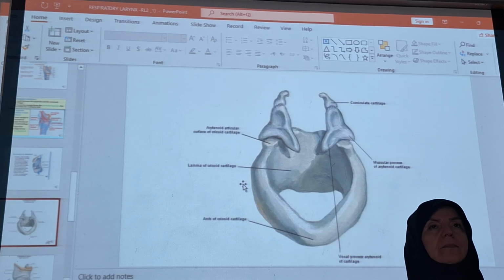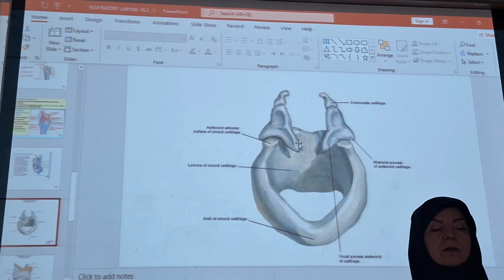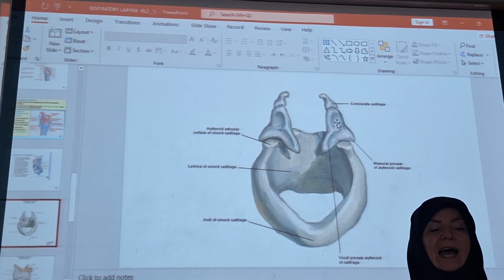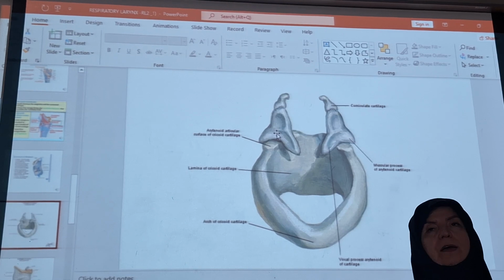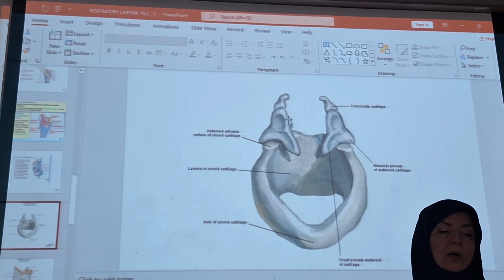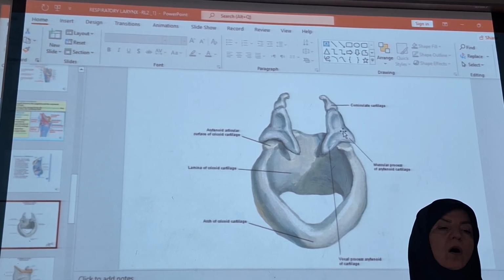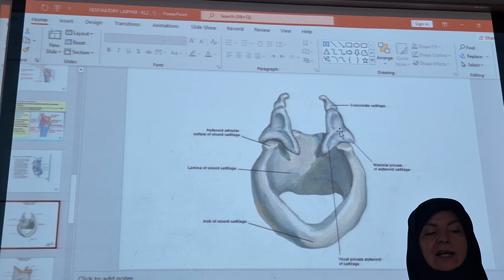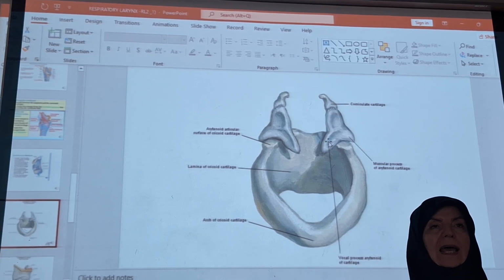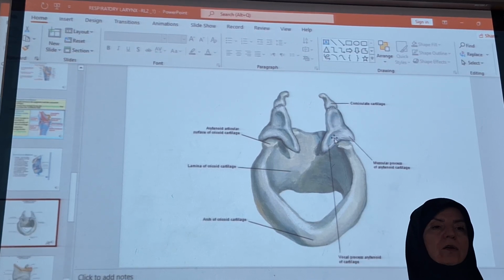Now here it is the arytenoid. Which process? Vocal process. Which process? Muscular process. It is the anterolateral surface. It is better, not only anterior. It is better you call anterolateral surface. This anterolateral surface, with a crest, consists of two areas, superior and inferior.